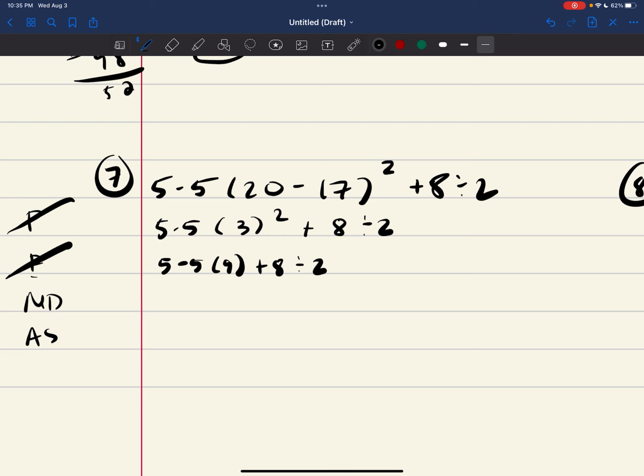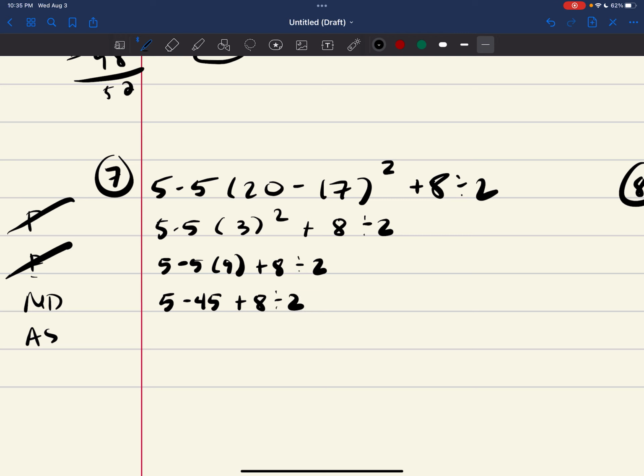So now I'm going to figure out, okay, multiplication, division, we just have to figure out which one appears from left to right. I see that we have this negative 5 times 9. This minus 5 can just play as a negative 5, so I can go ahead and multiply these two numbers together. So I have 5 times negative 45. And then plus 8 divided by 2.